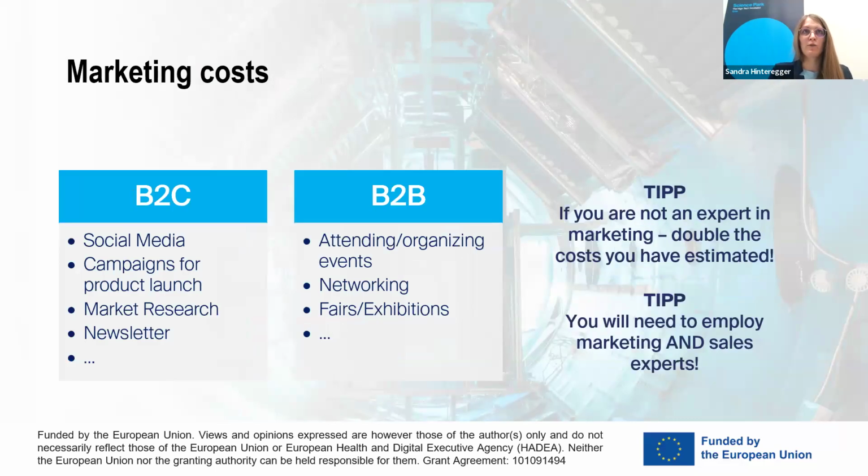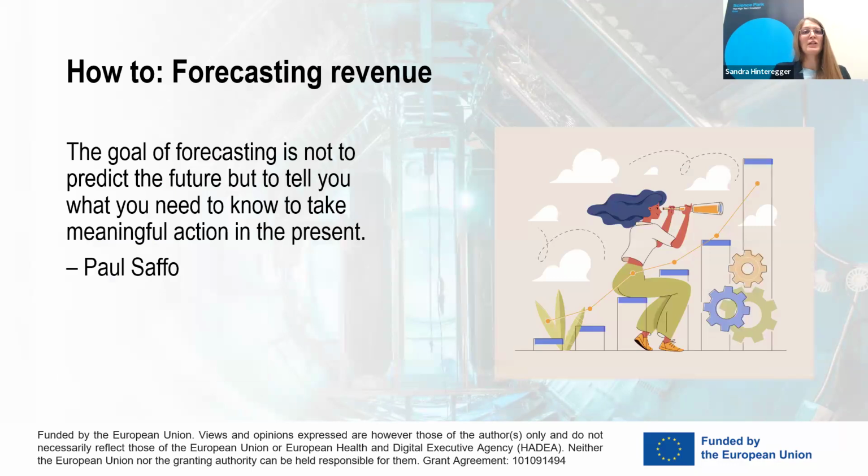Then I would like to switch the side and to think about how to forecast the revenue. And as Paul Sappho said, the goal of forecasting is not to predict the future, but to tell you what you need to know to take meaningful action in the present. So of course, there are always ups and downs, but it's important to make it possible for you to react accordingly within a short period of time. And therefore, you need a benchmark. You need to know what your goal is to see whether you're deviating from the plan.